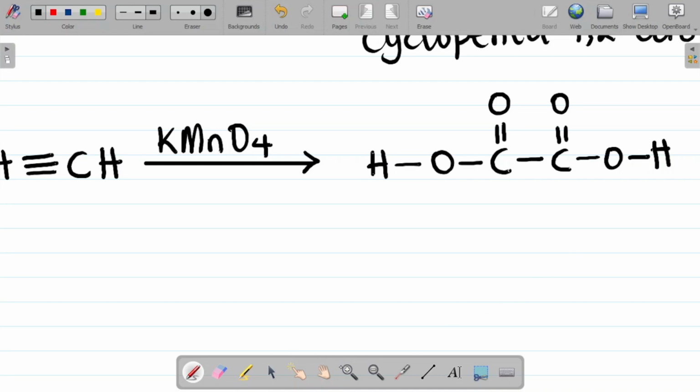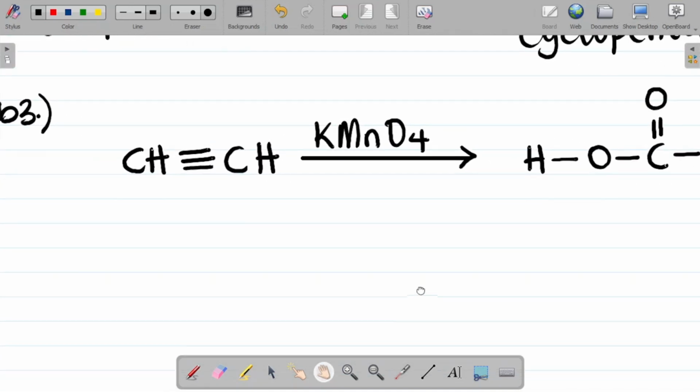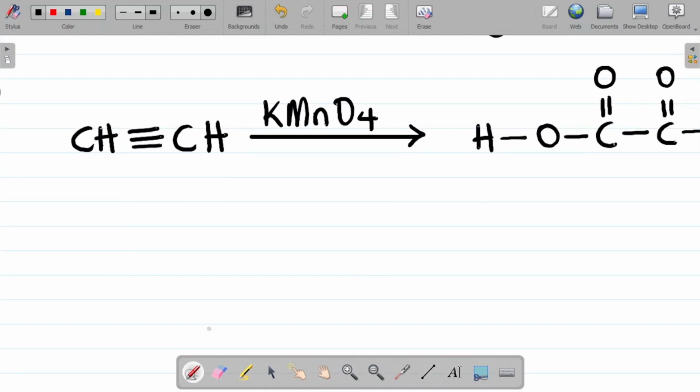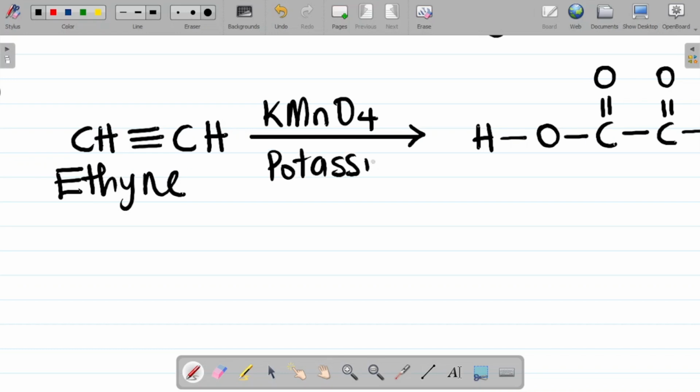We're asked to name this, so you can start with this one first. Of course, as we know, this is ethyne. Okay, this one here is potassium permanganate.